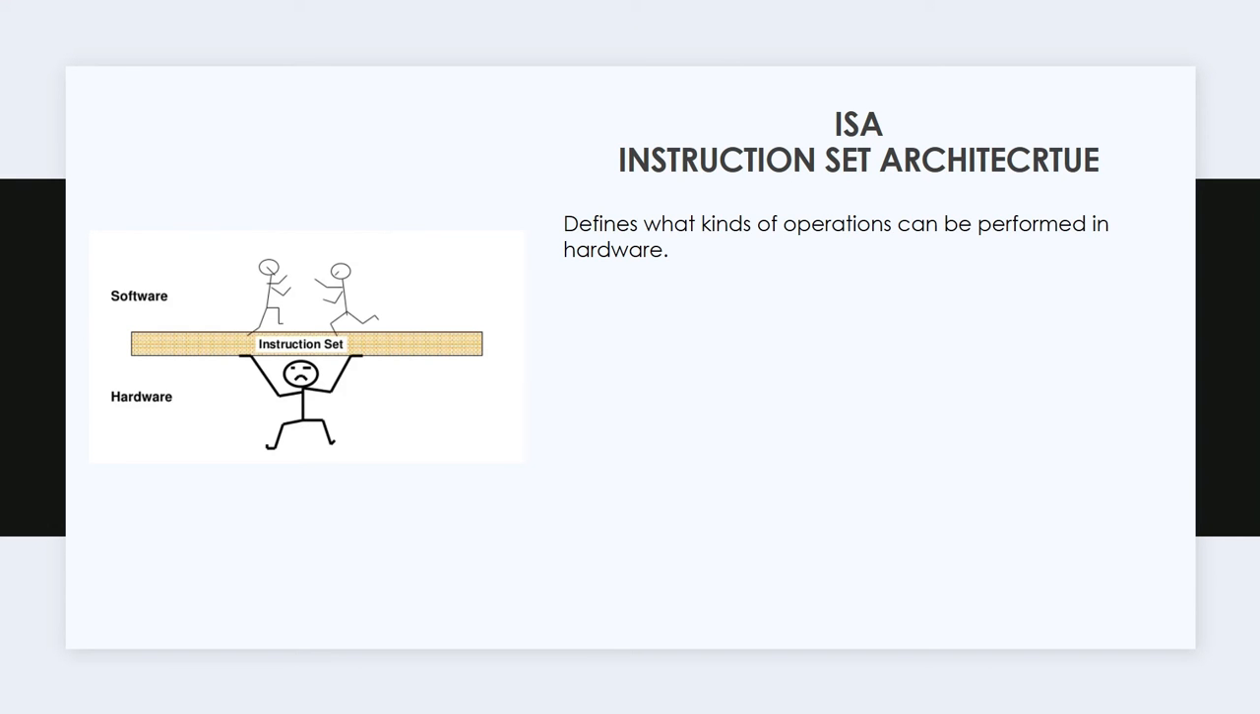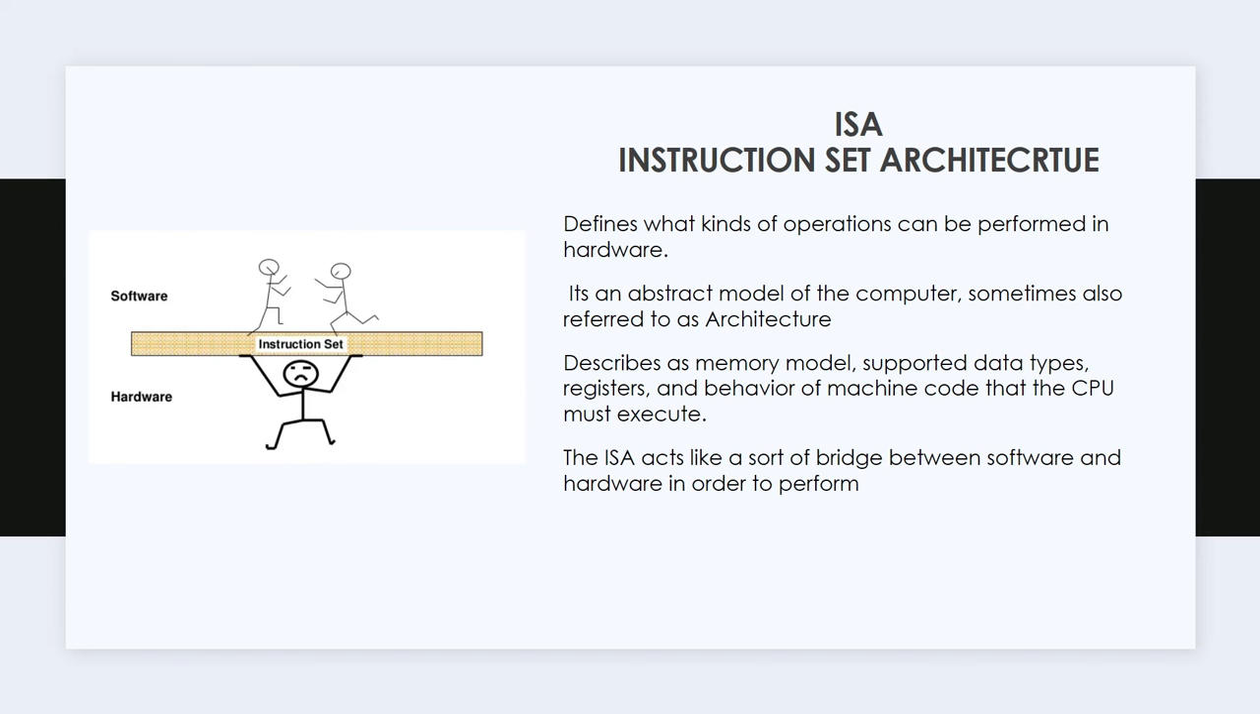Instruction set architecture defines what kind of operations can be performed in the hardware. It is sometimes referred to as architecture or computer architecture. Instruction set architecture acts like a bridge between software and hardware in order to perform.